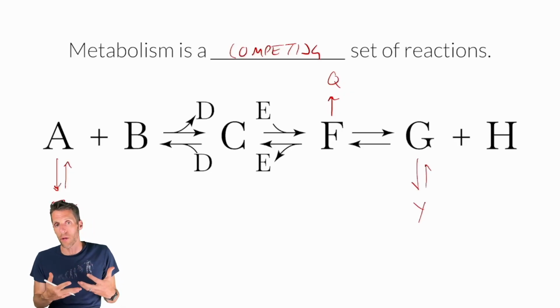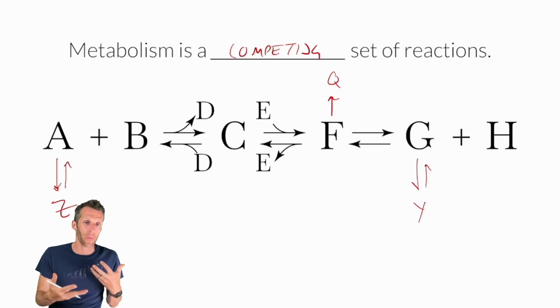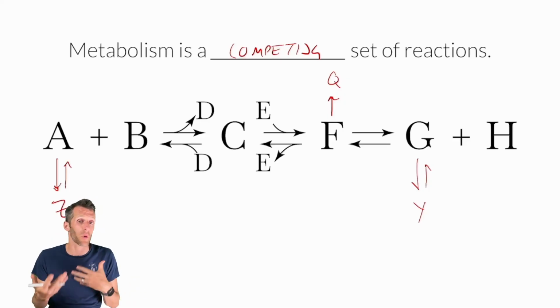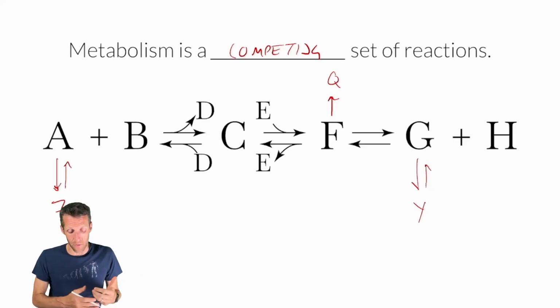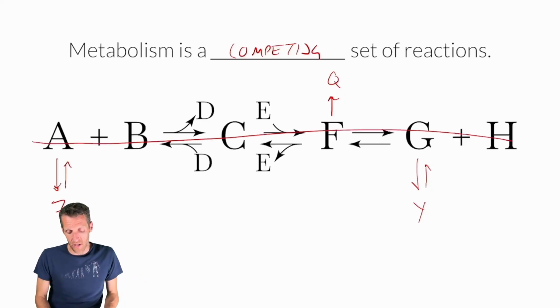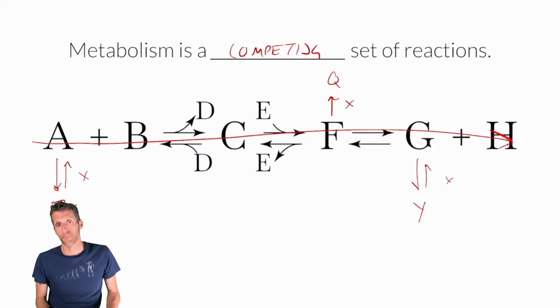Every one of these molecules is going to have some other metabolic pathway that it can become, some other metabolite, some other place it can flow. And what that means is, as a whole, when we're thinking about the reaction, if this reaction is going to happen, it has to be fast enough to compete with all of these side reactions.